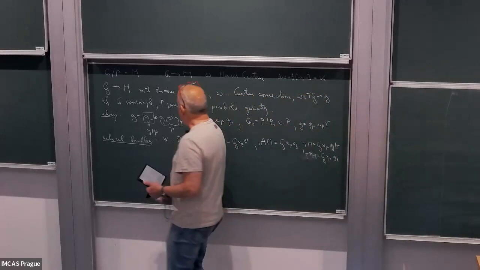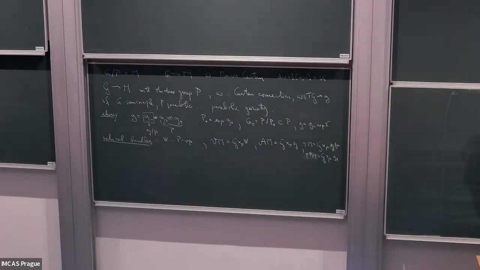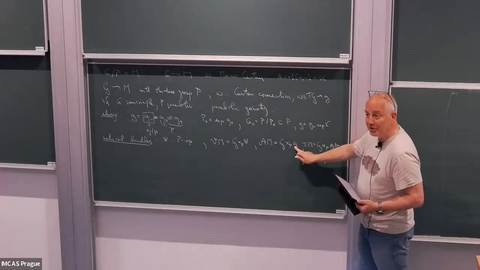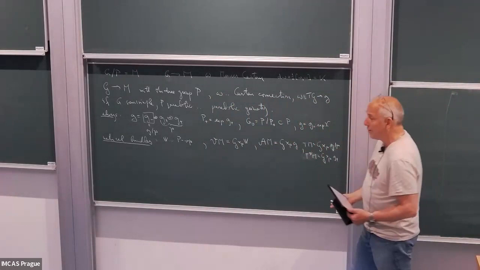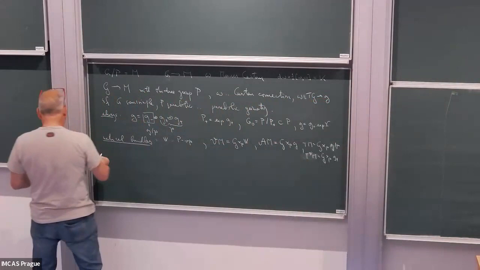And also this explains what I meant by the brackets there, right? Because the one forms and vector fields appear actually in these adjoint bundles as components of this G. And there is the Cartan-Killing form, which gives you the bundle operation, which is algebraic, right? And that's the bracket. Right, so that's it.